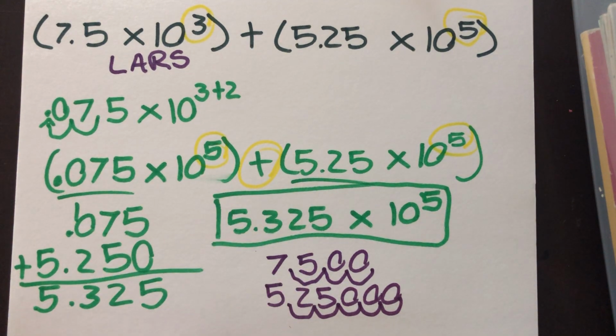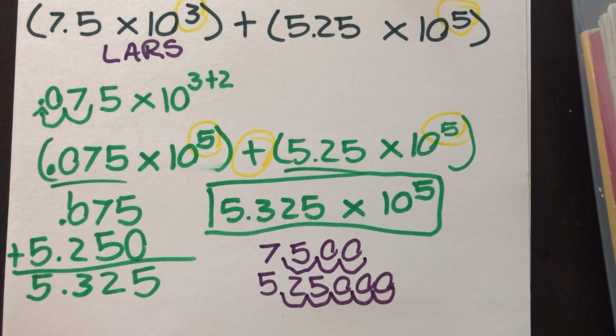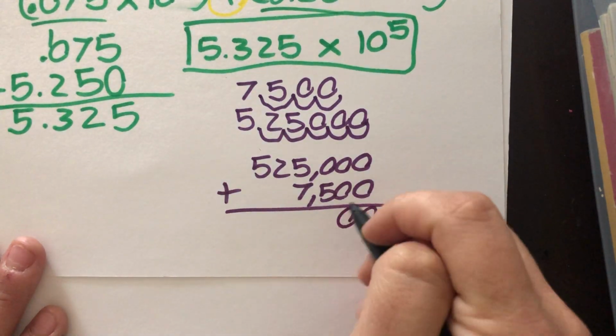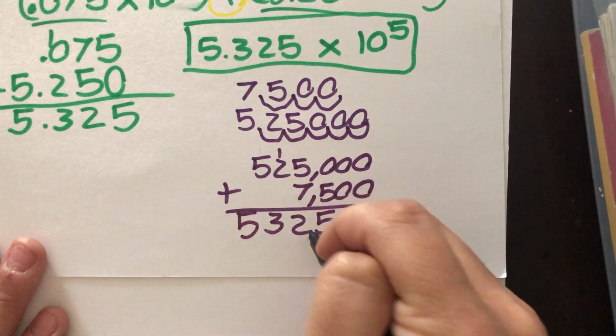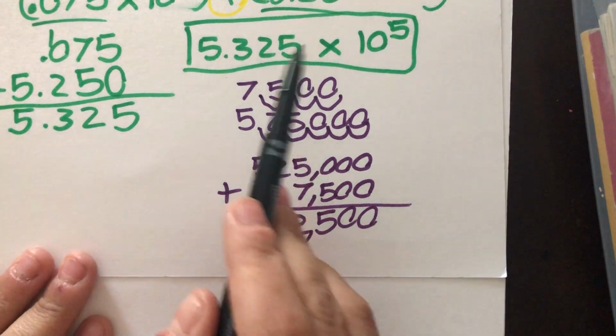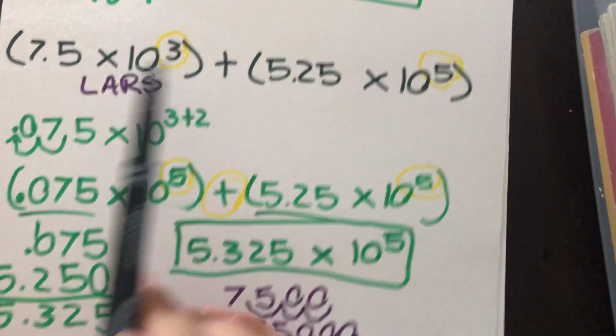So I can add these together and my answer should match this answer up here if we did it correctly. So I'm going to go ahead and add these numbers. I'm going to write it out so that they're lined up. I'm going to add these together. So we have 532,500.